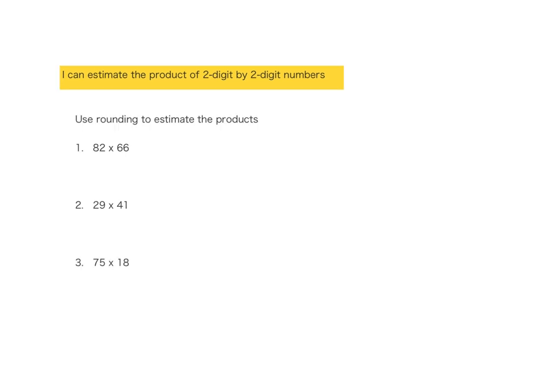Let's do a few more examples. So we are going to use rounding to estimate the products. If I have 82 times 66, I'm first going to look at my two numbers. So I have 82. That 2 tells me I'm going to round down. So 82 rounds to 80 times 66. I have 6 in the tens place, a 6 in the ones place. That 6 tells me I'm going to round up to 70. And now I'm going to multiply 8 times 7. 8 times 7 is 56. And I'm going to add my 2 zeros at the end. This would be 5,600.